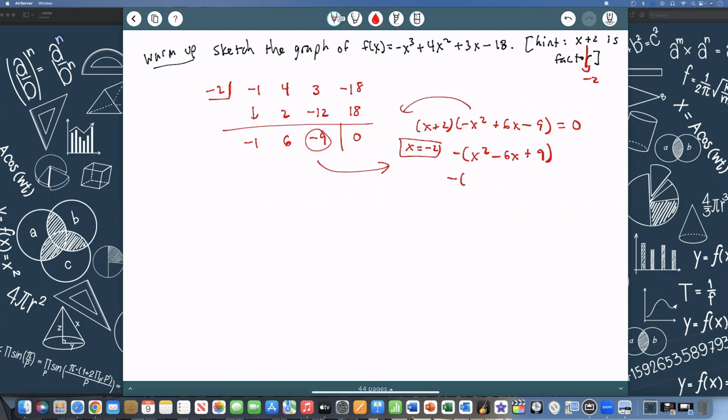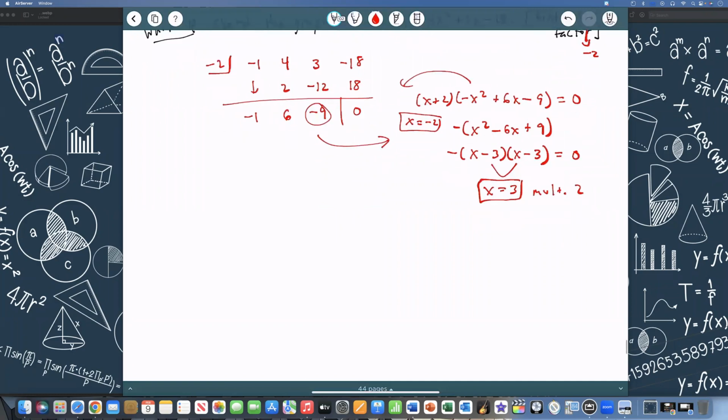Okay, so it looks like we can factor this because -3 and -3 will give me a -6 in the middle there, and -3 times -3 is a +9. So it looks like we have a double root here, x equals +3. So I could say it's either a double root or it has a multiplicity of 2, right? Because remember, multiplicity is just how many times a factor repeats. So this repeats 2 times, so we know how that'll behave on the graph.